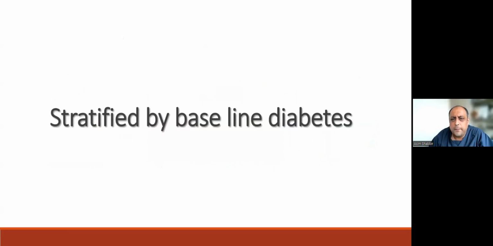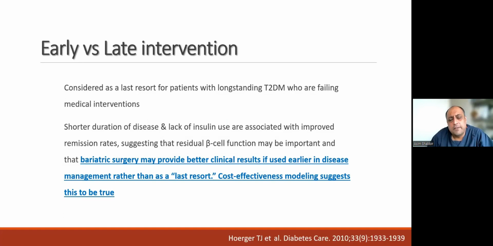So if we stratify our patients by baseline diabetes, early versus late, it made all the sense to operate on early patients. But would patients with late onset diabetes or maybe beyond 10 years benefit? They do benefit. And this is because you can bring down their doses still by improving their glycemic outcomes. You can decrease their risk of comorbidities. All costing models have shown bariatric metabolic surgery to be cost-effective in patients who basically go for bariatric surgery.